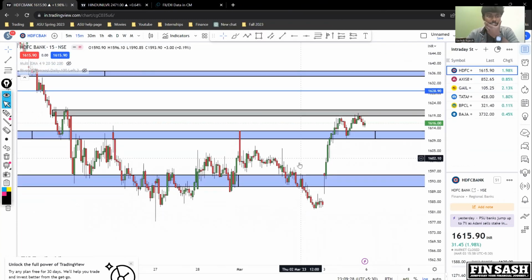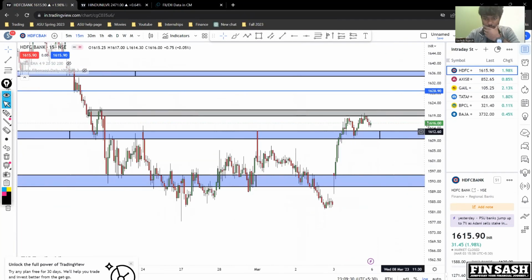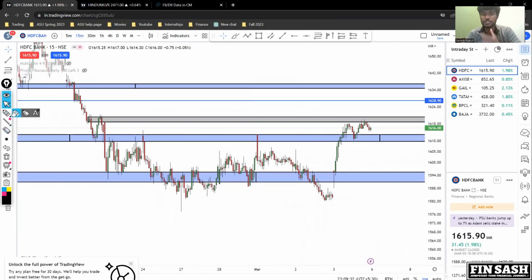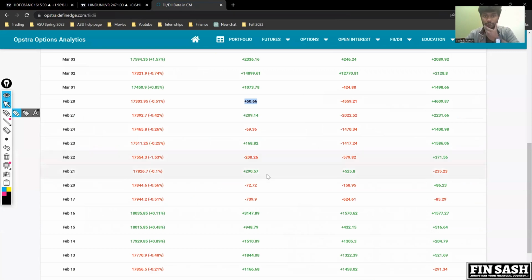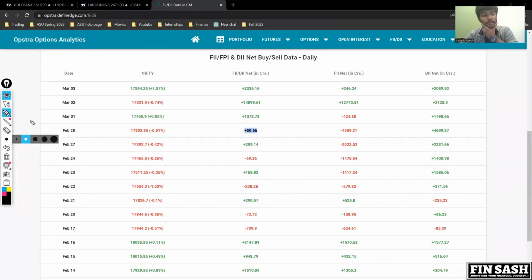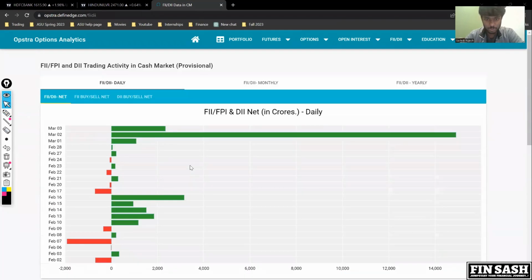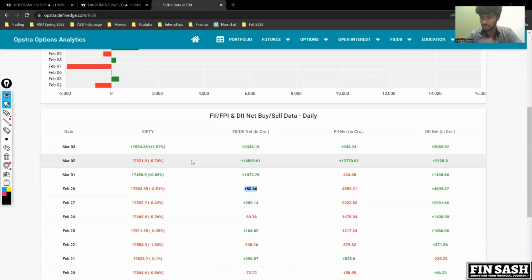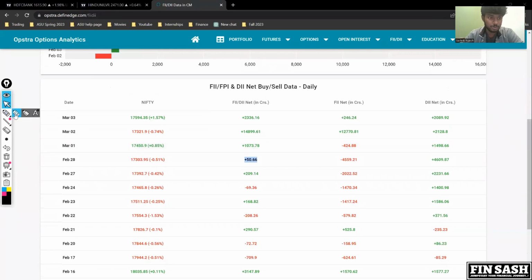All right, HDFC. So, oh, just a quick thing before moving on to intraday stocks. Let's look at some FII and DII data. Like I mentioned, I feel that Nifty and Bank Nifty are going to be bullish and break the trend line because look at the amount of FIIs buying recently.